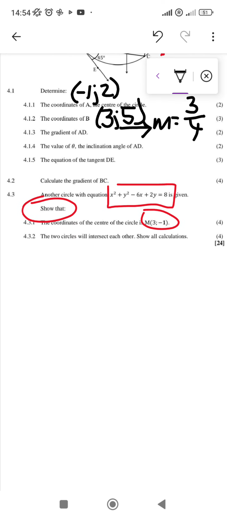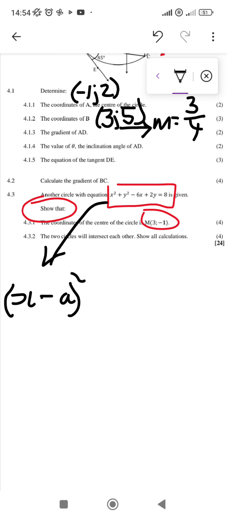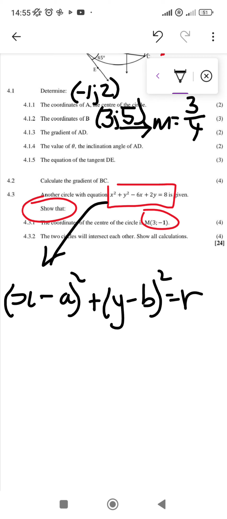Okay, so what you are going to do is take this formula over here and get it into our standard form. Standard form looks something like this: (x - a) squared plus (y - b) squared equals r squared. So we need something squared plus something squared equals r. What we need to do in order to get it to that form is to complete the square.